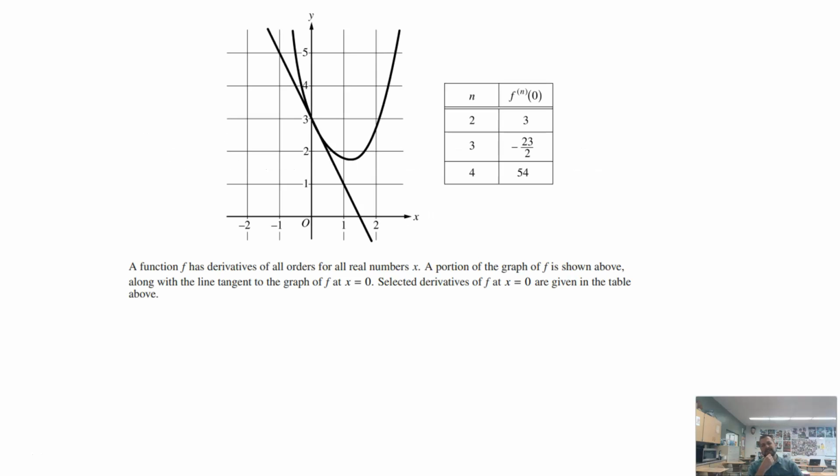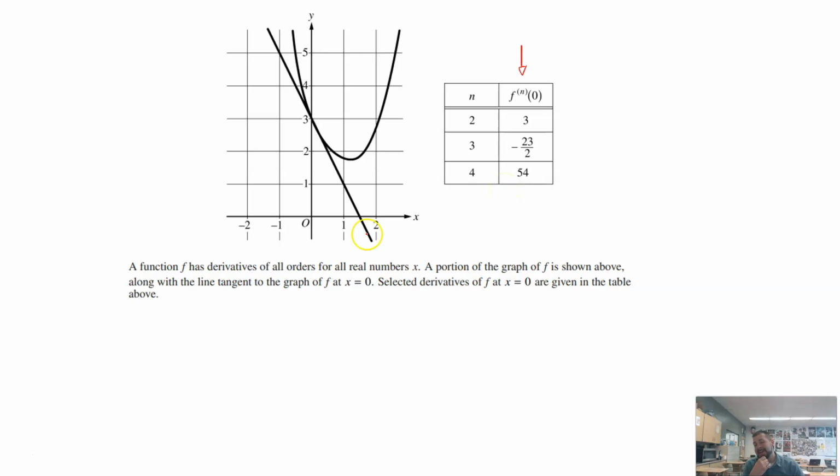It says a function f has a derivative of all orders for all real numbers x. A portion of the graph of f is shown above, along with a line tangent to the graph of f at x equals 0. Select derivatives of f at x equals 0 are given in the table above. So I have this tangent line right here. Here's my original function, I don't know what that is. And then I know what different derivatives are. So I can see the second derivative is equal to 3, the third derivative is equal to negative 23 over 2, the fourth derivative is equal to 54. So we have some information here.